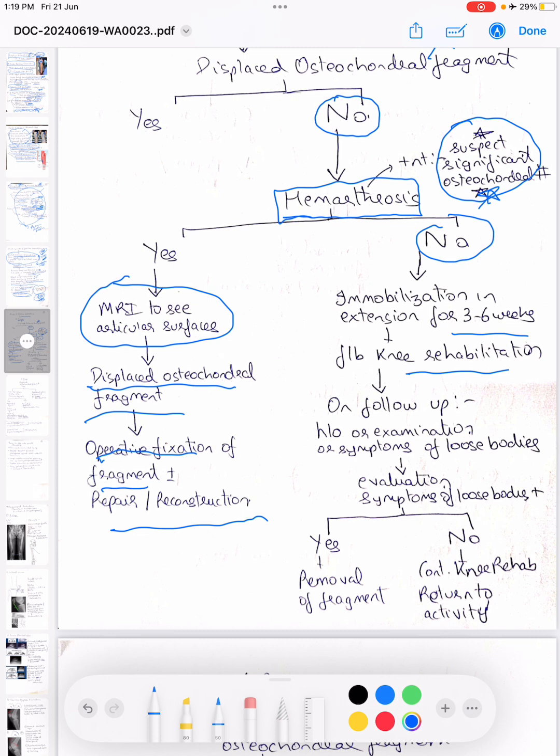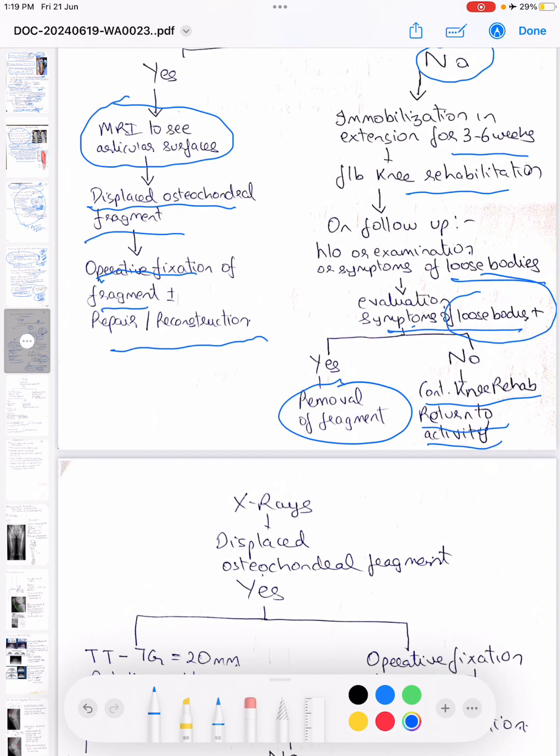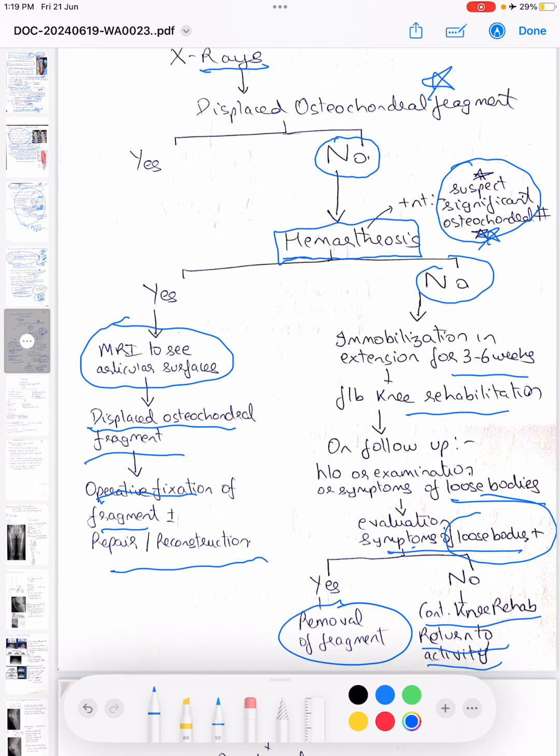And on follow-up, if there is some history or examination suggesting loose bodies, and if there are symptoms of loose bodies present, you need to evaluate again. And if there are small fragments present, you need to remove the fragment. But if there are no symptoms, no signs on further evaluation, and you do not find any loose bodies, you continue the knee rehabilitation and return to normal activity as we discussed in the previous slide. So this was the case when there are no osteochondral fragments visible on the X-ray.